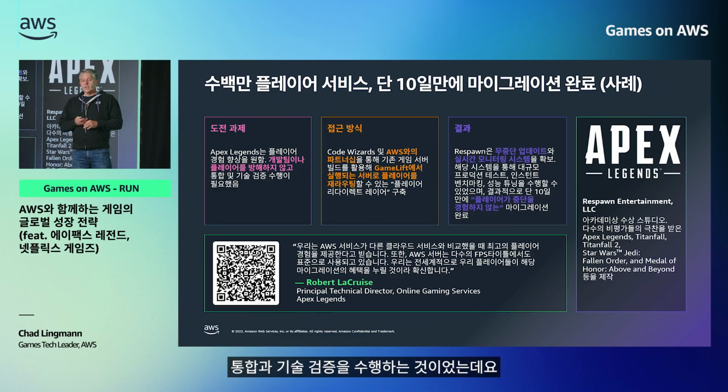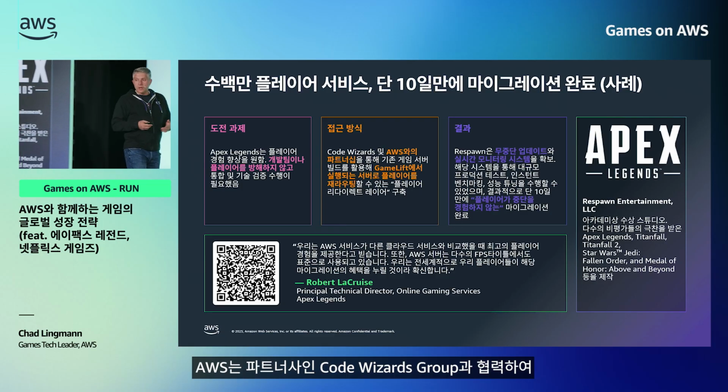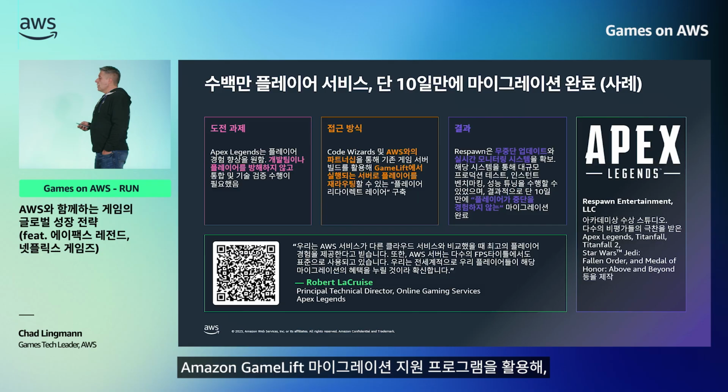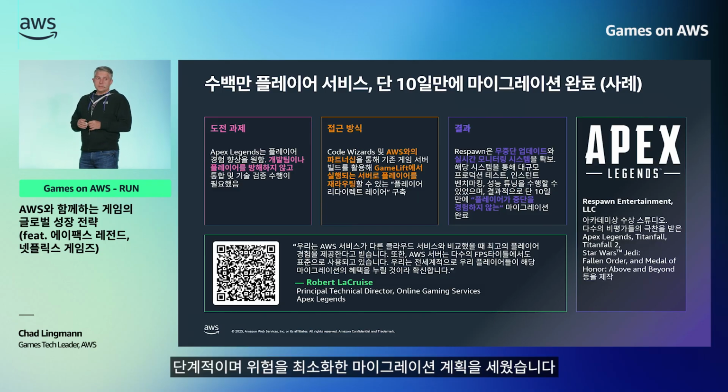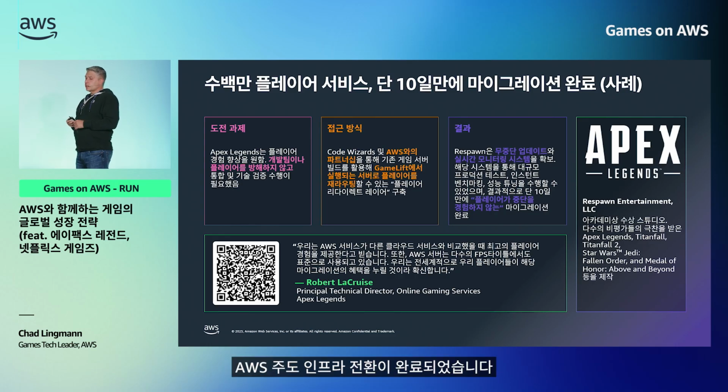Now, AWS was able to meet the need by working with one of our partners, CodeWizards Group, and leveraging the Amazon GameLift migration support program to deliver a thorough, phased, and low-risk migration plan, resulting in one of the largest ever AWS-led infrastructure transitions completed for a live service game.